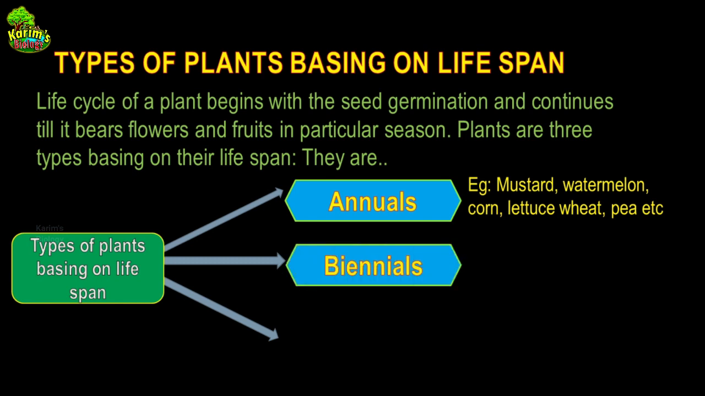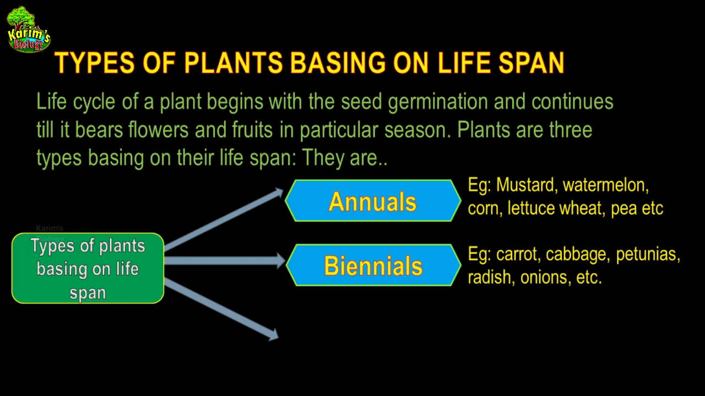And the second category of plants basing on the lifespan. Remember, we are categorizing these plants basing on the time that they take to complete their life cycle. First one is annual, and the second category are called biennials. You know the meaning of bi. Bi means 2. Ennials means year. So these are the plants which complete their life cycle in 2 years.